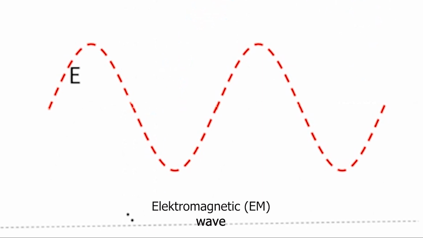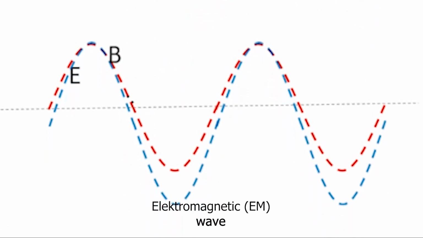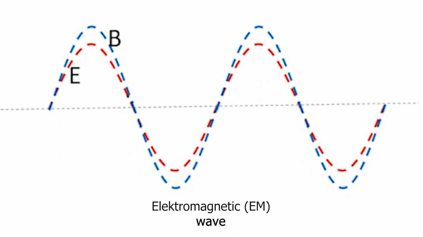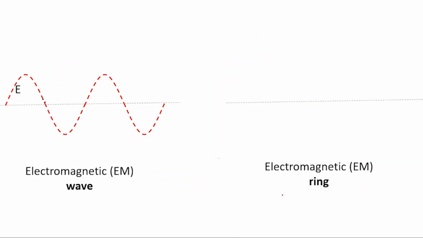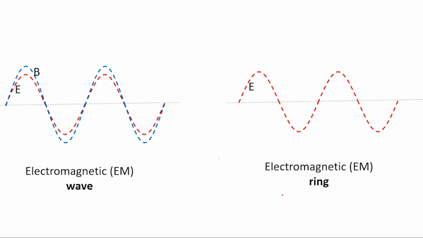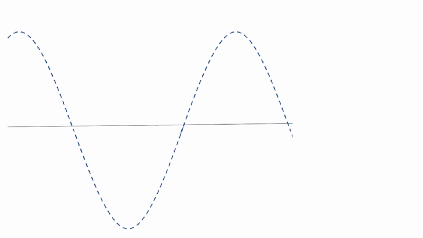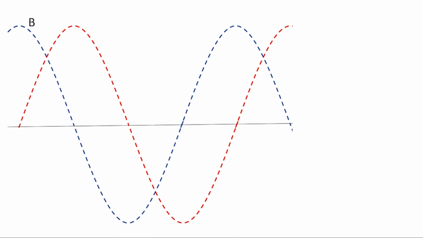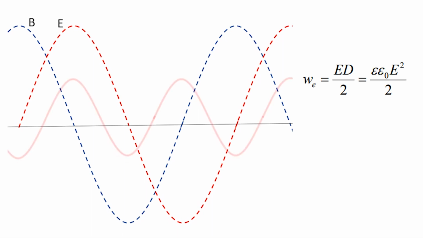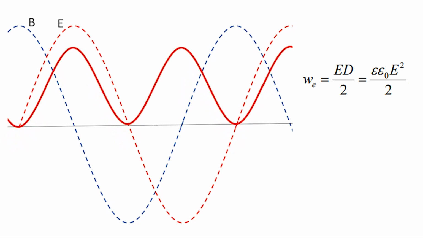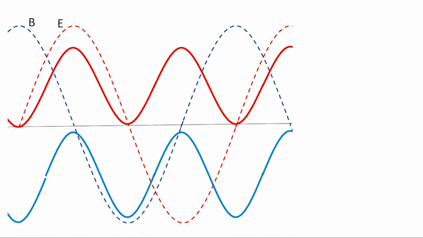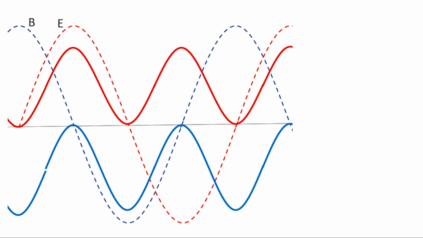EM fields can oscillate or wave. The oscillation of an EM ring is different from a light EM wave. In a light wave, the electric and magnetic fields appear and disappear at the same time. When the EM ring oscillates, the electric field transfers into the magnetic field and vice versa. The description of the oscillations of the EM ring is not complete if we do not describe the energies. The energy of the electric field is proportional to the square of the electric field strength, and the magnetic field energy is proportional to the square of the magnetic field strength.